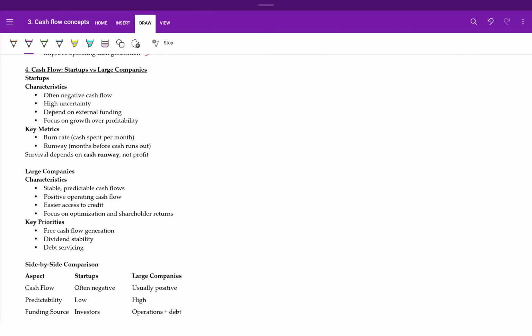So when we talk about startups, the characteristics of a startup are that they often have negative cash flows. The uncertainty is high. This means the risk is high. They depend on external funding, borrowed funds. This means highly financed. They focus on growth over profitability. So they are not focused on profitability, but they are more focused on growth.